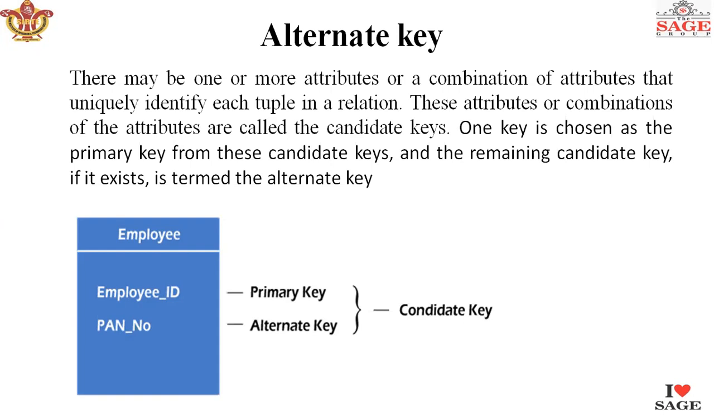Alternate keys may or may not exist. If there is only one candidate key in a relation, it does not have any alternate key. For example, an employee relation has two attributes, employee ID and PAN number. Both are candidate keys in the relation. Employee ID is chosen as the primary key, so the other candidate key, PAN number, acts as an alternate key in this example.